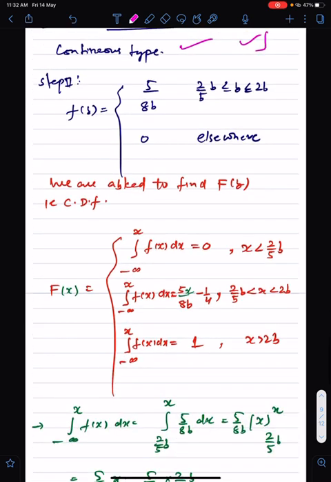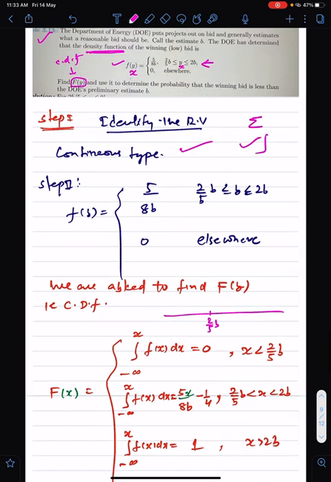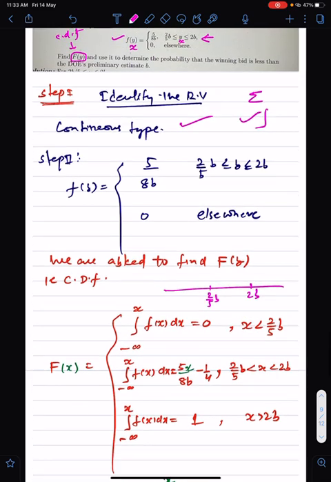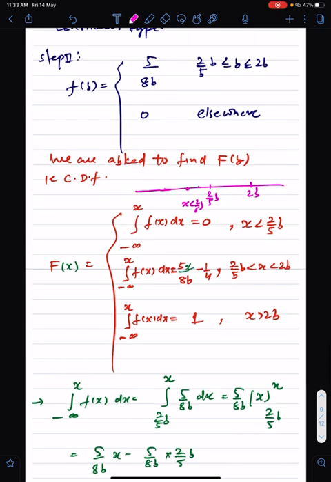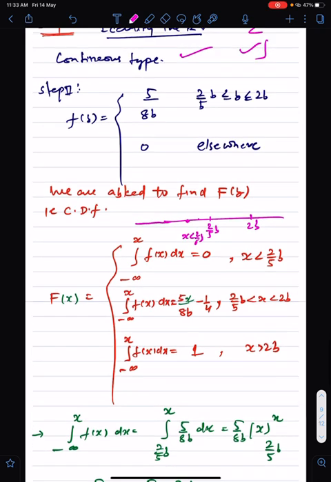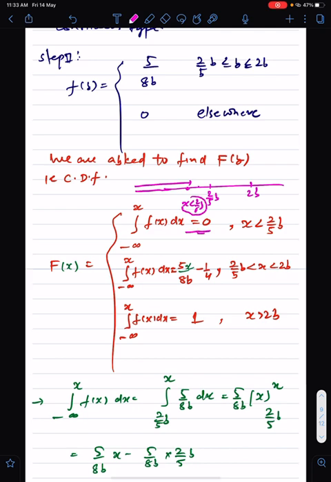So suppose here you have 2 upon 5b, and here you have 2b. When your small x lies somewhere here, less than 2 upon 5b, there's no probability assigned to any number. That means your function is not defined in this domain, from here to this small x when x is less than 2 upon 5b. So f of x will be 0. So I'll put 0 here, and I'll get the answer 0, right? So when x is less than 2 upon 5b, I'll get 0.